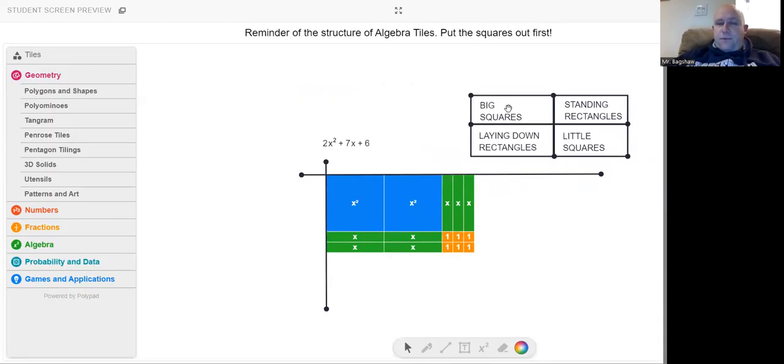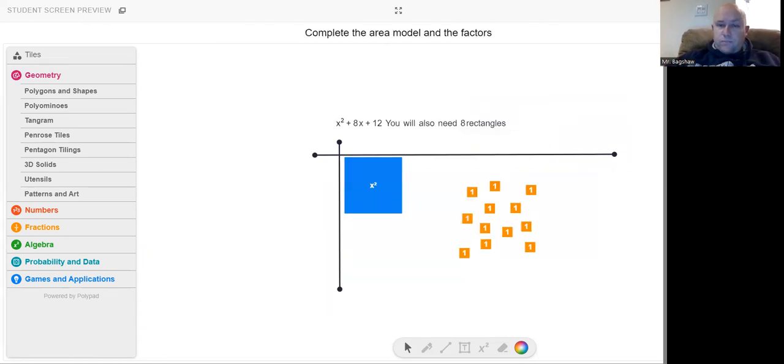Here's that reminder of the format you're going to have to follow. You're going to have to put big squares out first, and then those little squares, and then the rectangles, we'll figure out where they go once you've got the little squares out, but it has to follow this format here. So it's really important, after you've got the last big square out, your first little square goes across from it. Too many people are putting little squares up here in the standing rectangles area, or down here in the laying down rectangles area, which makes this really difficult to do.